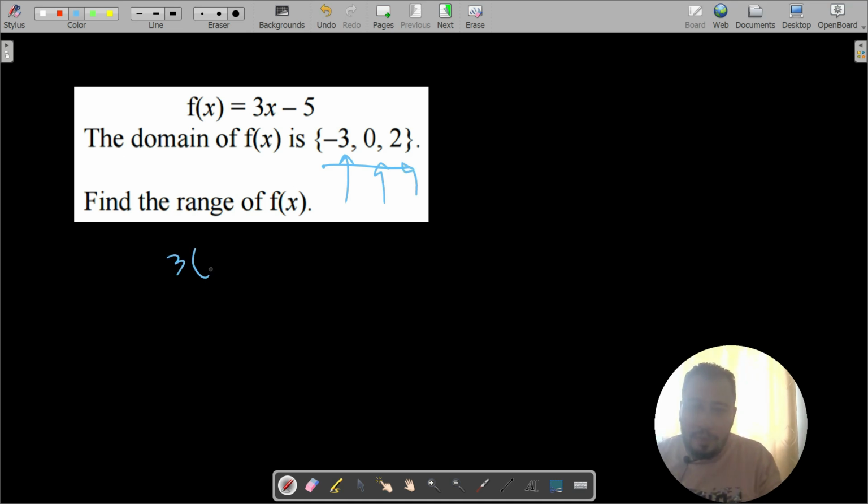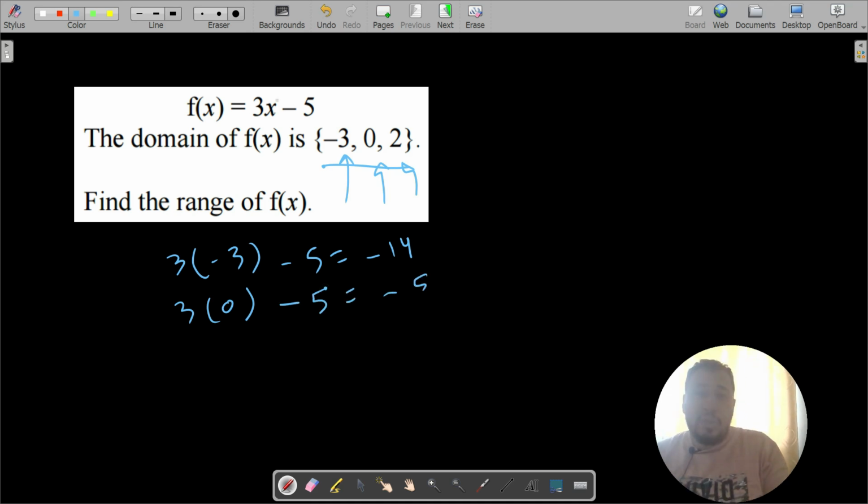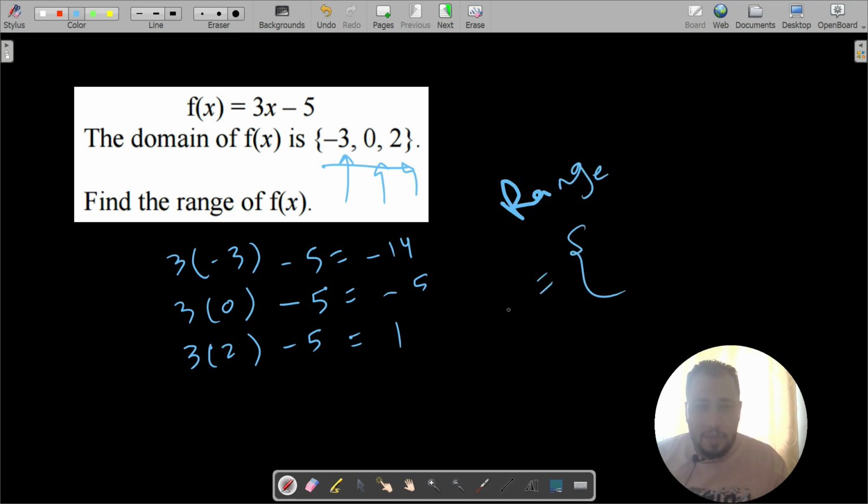So 3 multiply negative 3 minus 5. This is going to be negative 14. Okay, 3 multiply 0 minus 5 equals negative 5. What I am doing here right now is substituting x here with its value. Okay, and then substituting here with 2. So 3 multiply 2 minus 5. This equals 1. Now simply your range equals negative 14, negative 5, and 1. This is the range of this question over here.